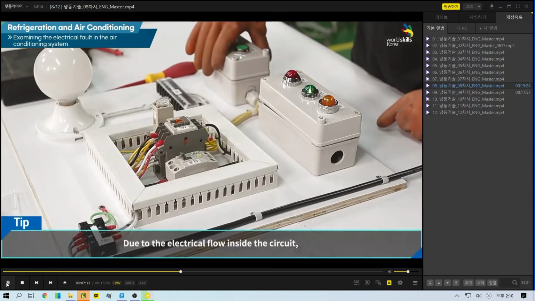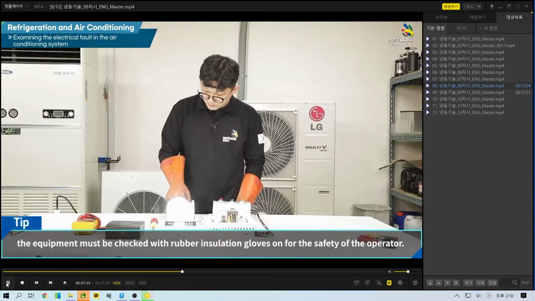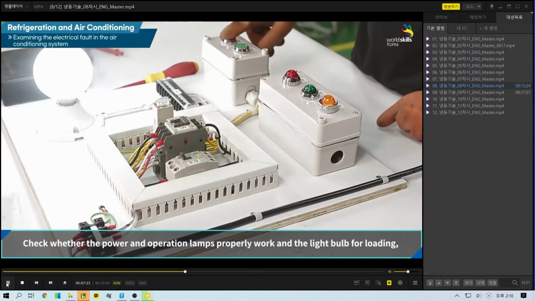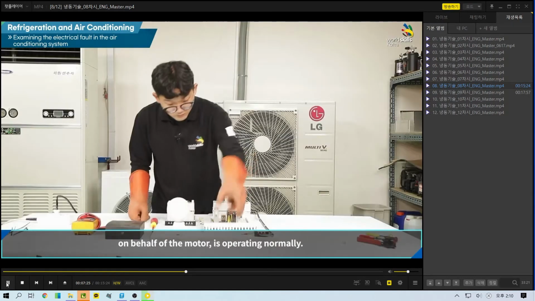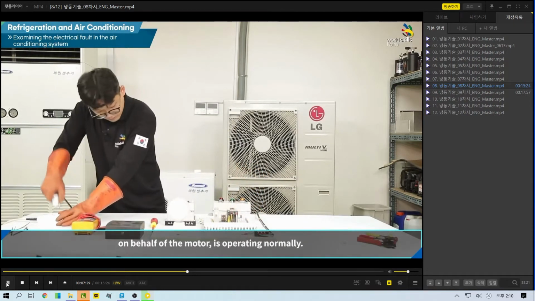Due to the electrical flow inside the circuit, the equipment must be checked with rubber insulation gloves for the safety of the operator. Check whether the power and operation lamps work properly and the light bulb for loading on behalf of the motor is operating normally.